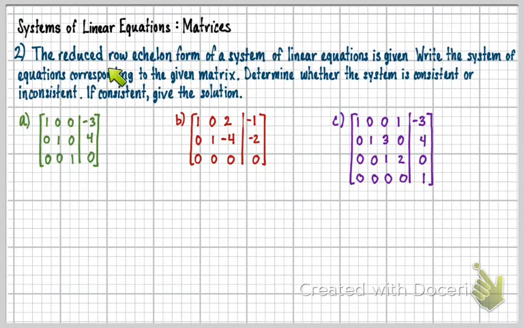This says the reduced row echelon form of a system of linear equations is given. Write the system of equations corresponding to the given matrix. Determine whether the system is consistent or inconsistent. If consistent, give the solution.